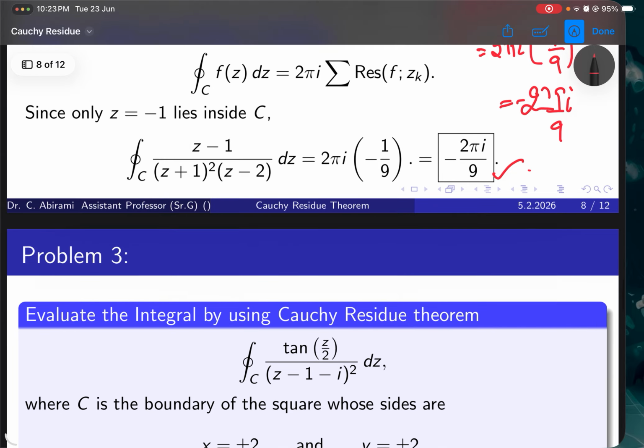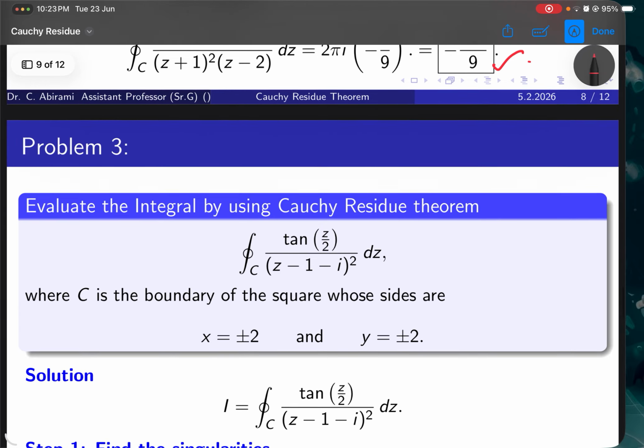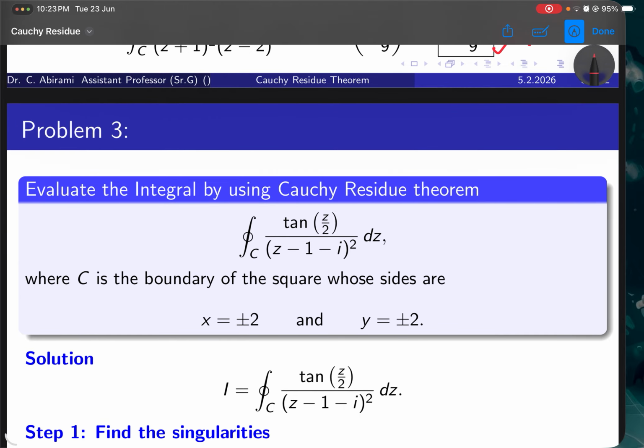So I want to discuss one more problem under the residue theorem. Evaluate the integral by using the Cauchy residue theorem: integral over C of tan(z/2) divided by (z minus 1 minus i) whole square dz, where C is the boundary of the square whose sides are x equal to plus or minus 2 and y equal to plus or minus 2.